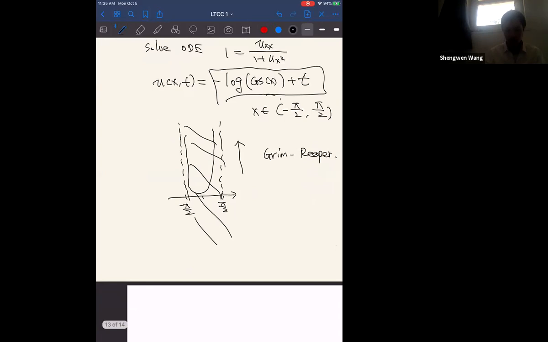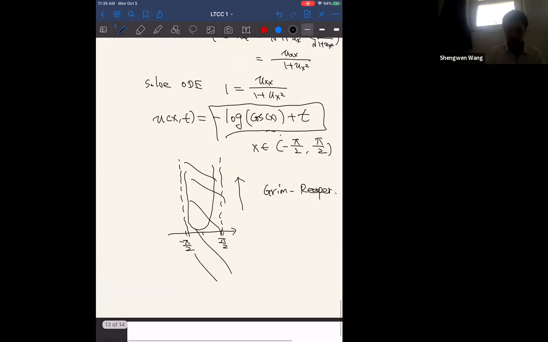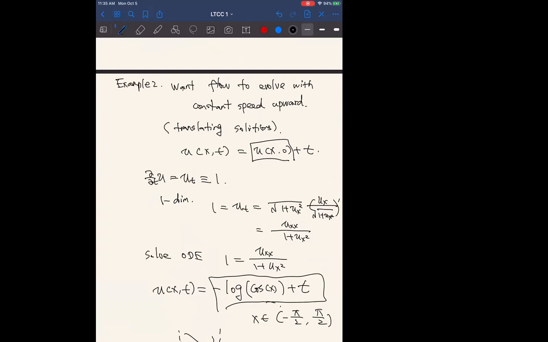Any questions about these examples? Sorry, could you please go up that page? You've got this expression, one over square root of 1 plus ux squared. How did you get from that part to the bottom part? From that, you mean here? Yeah. So how did you get from the top to the bottom? Oh. You've just taken one derivative, right? Is that ux over square root of 1 plus ux squared?